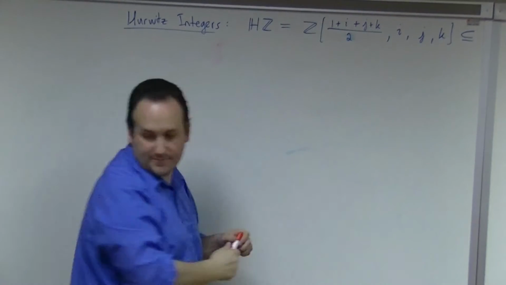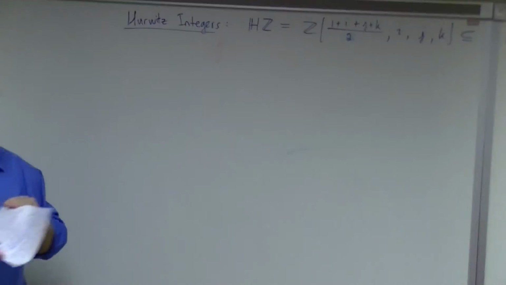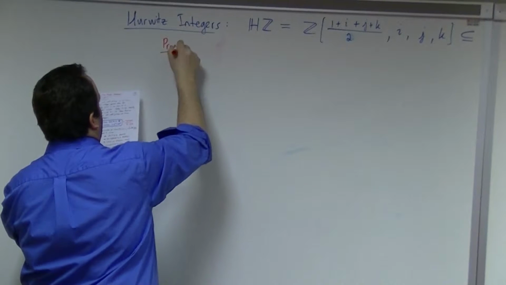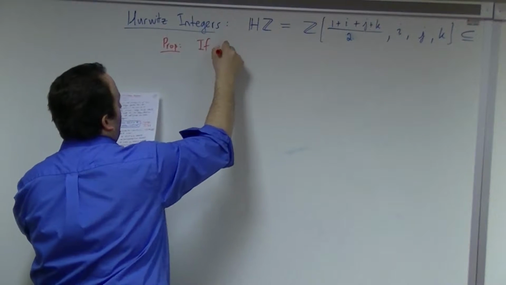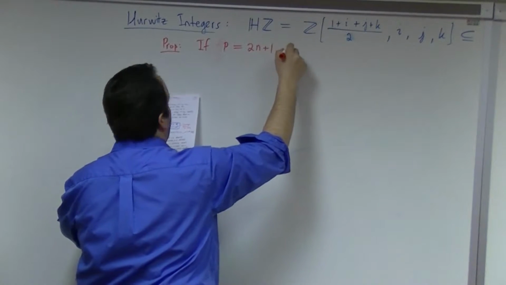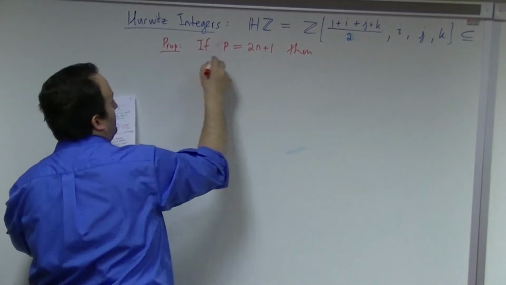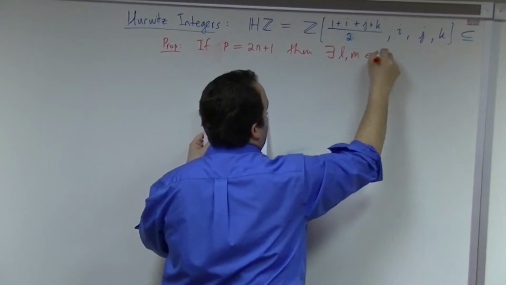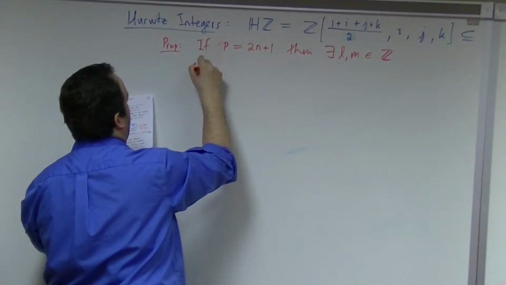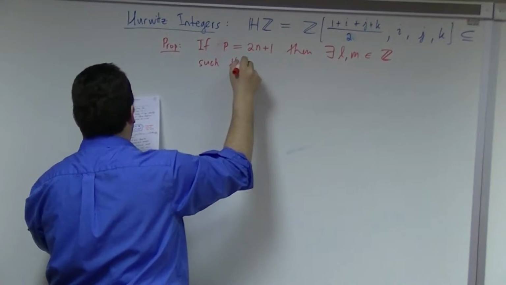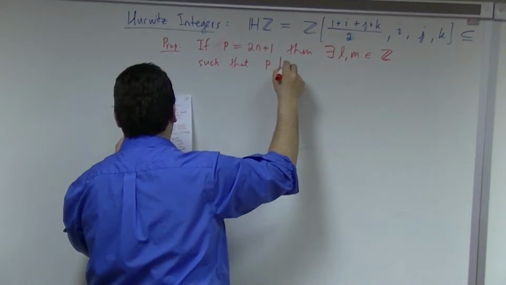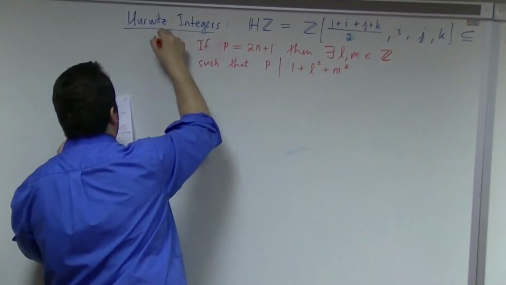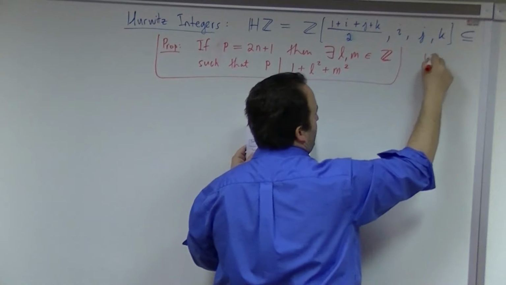What was I doing? Oh, yes. Here we go. Theorem. Oh, I've relegated it to a proposition. If p is equal to 2n plus 1, then there exist l and m in Z such that p divides 1 plus l squared plus m squared. So this is the sort of like Lagrange's lemma.